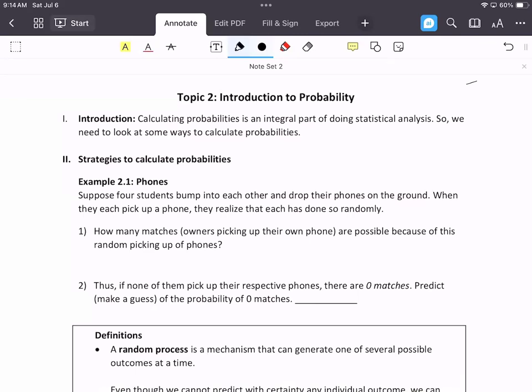So we're going to start with an example. Suppose we have four students, they have exactly identical phones. They have identical cases. There's no markings on the case to distinguish them from each other. And these four students bump into each other, and they all drop their phones face down. Hopefully they're being protected by their cases, and they just drop them. When they each pick up a phone, they realize they've done it randomly. So they bumped into each other.